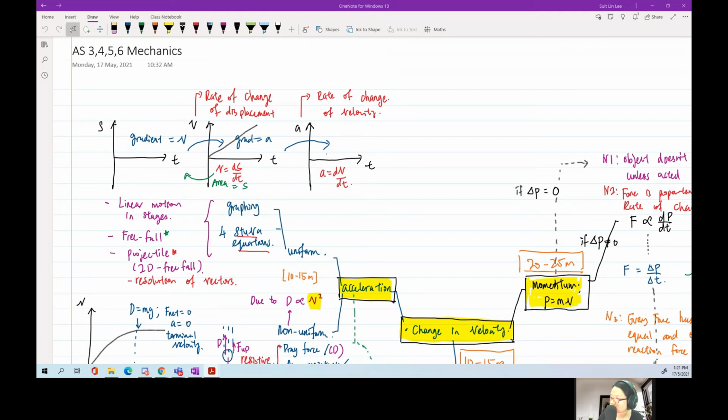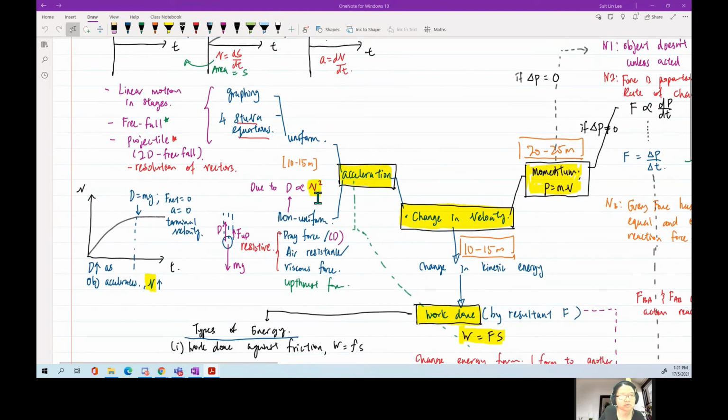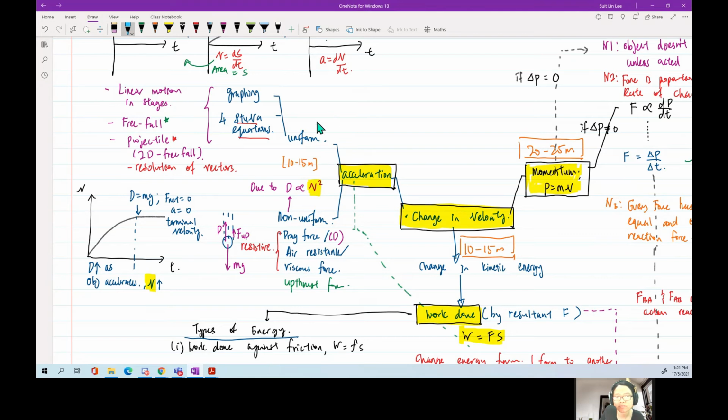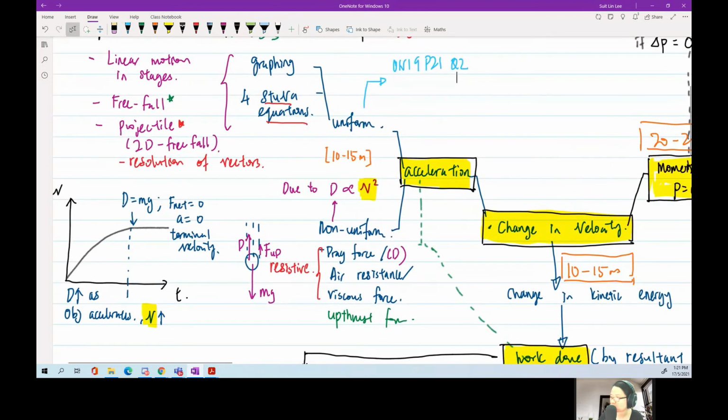I will take from the more recent ones, okay? So for uniform motion, which color should I use now? I'm going to use blue. Okay. For uniform motion, ON19 paper 21 question 2. By equation ones lah.